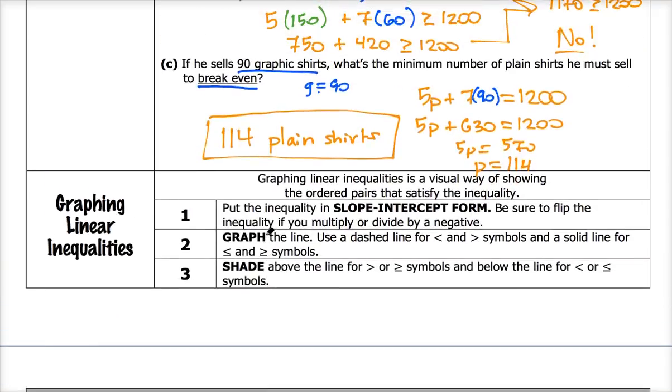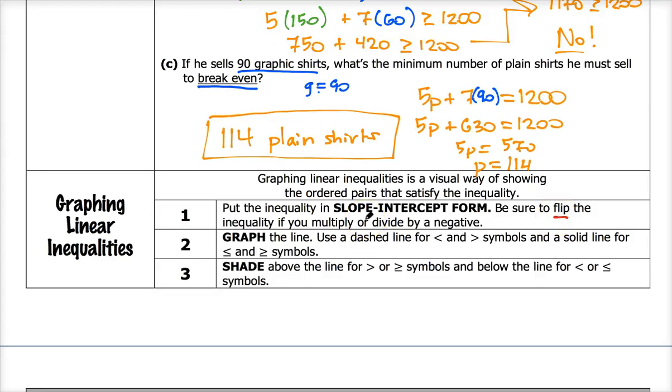Okay, so that's a little bit of review of inequalities. Now we're going to talk about how to graph linear inequalities on a coordinate plane. To graph them, it's a basic three-step process. First of all, we want to put the inequality in slope-intercept form, and we need to remember for inequalities, we have to flip the inequality symbol if we multiply or divide by a negative.